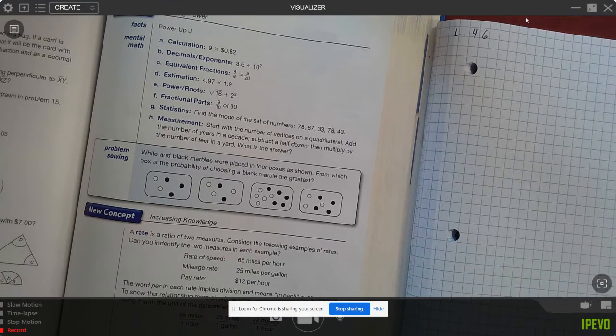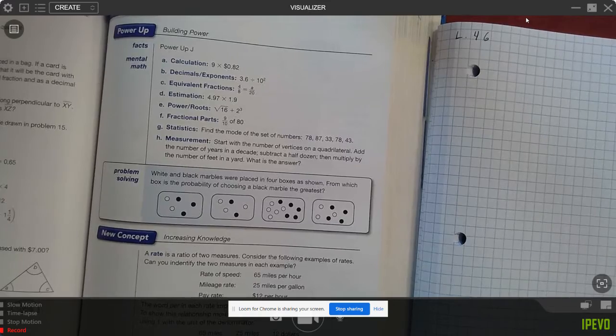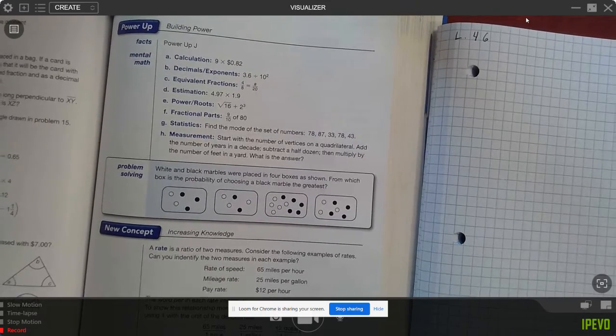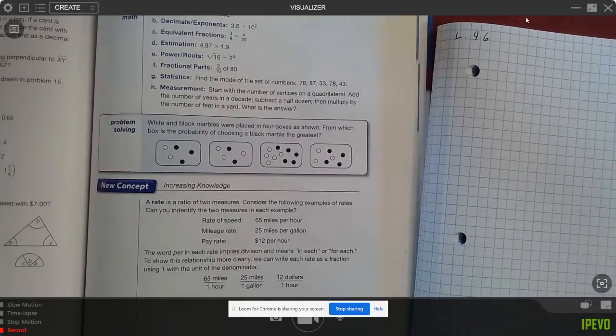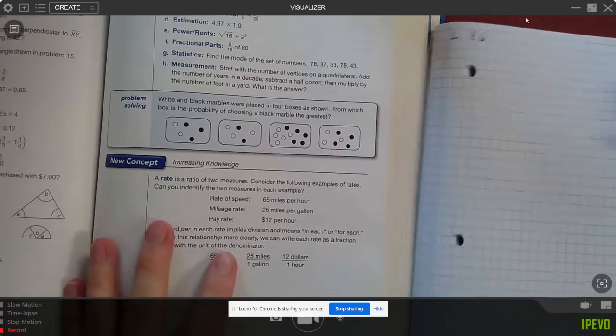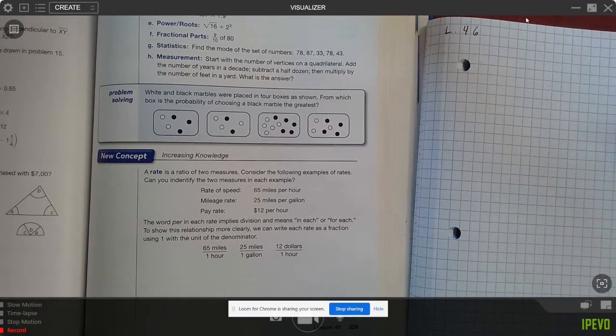Let's just go ahead and jump into lesson 46, rates. Okay, so a rate is a ratio of two measures. It's a proportion, essentially. But what we do is we talk about it in a proportion of 1, which is usually when it's most helpful. Okay, 65 miles per an individual hour, 25 miles per an individual gallon. $12 per an individual hour.